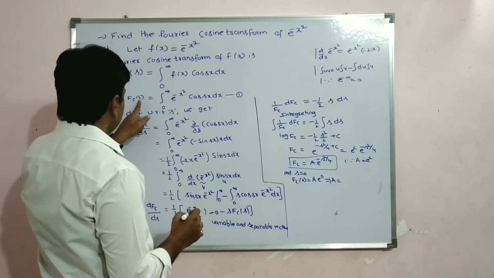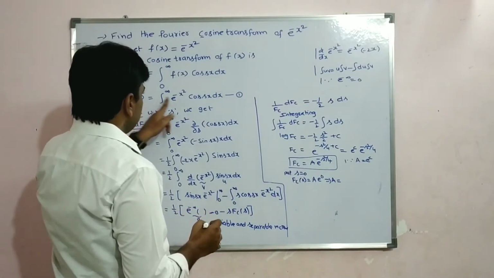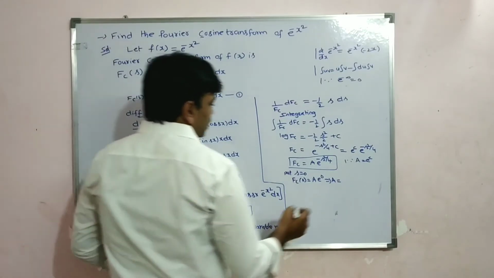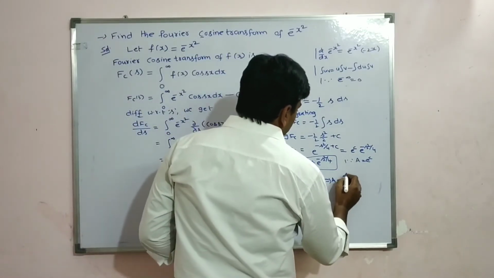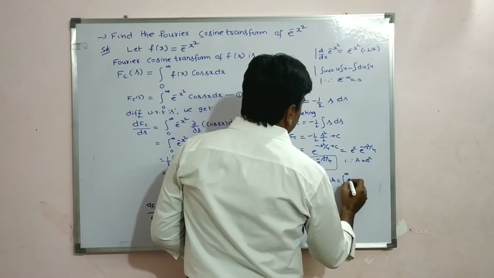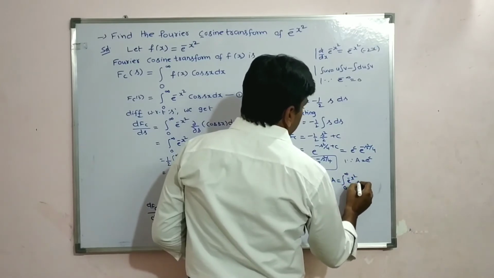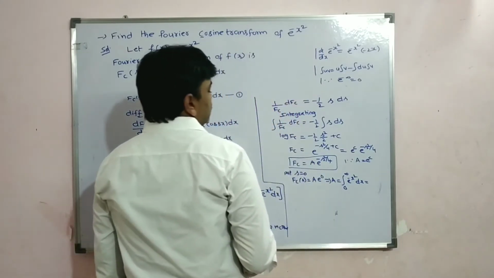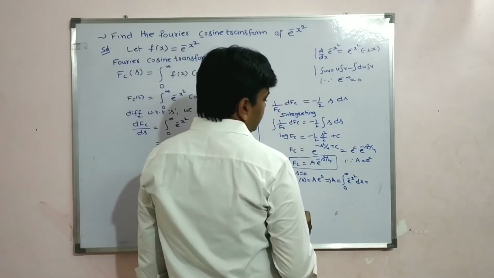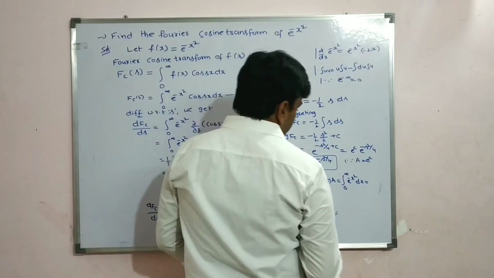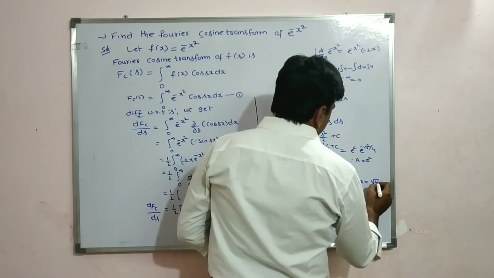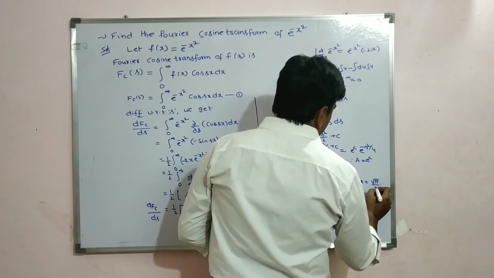So fc of 0, students, here s value is 0, so cos 0 value is 1. So integral 0 to infinity e power minus x square dx. So this value is square root of pi by 2, students.